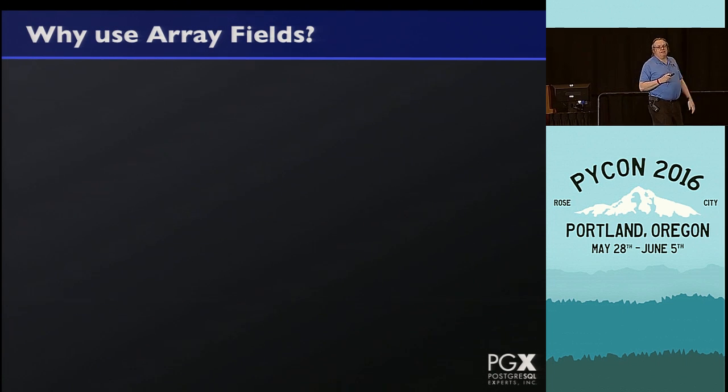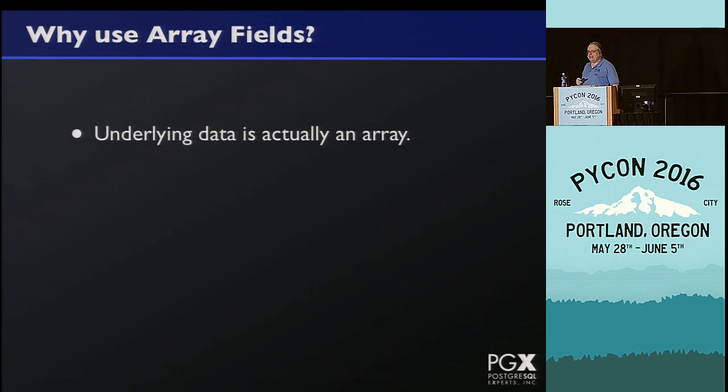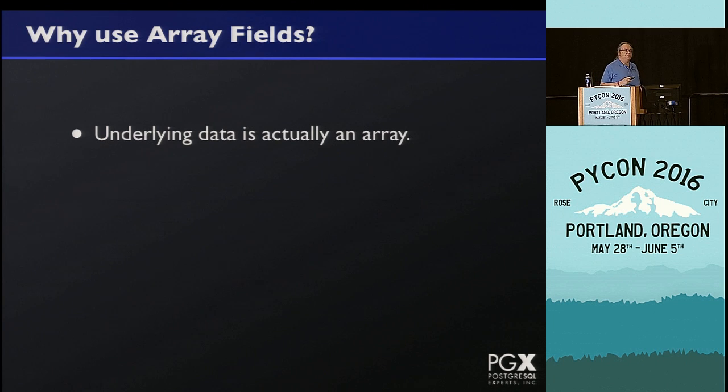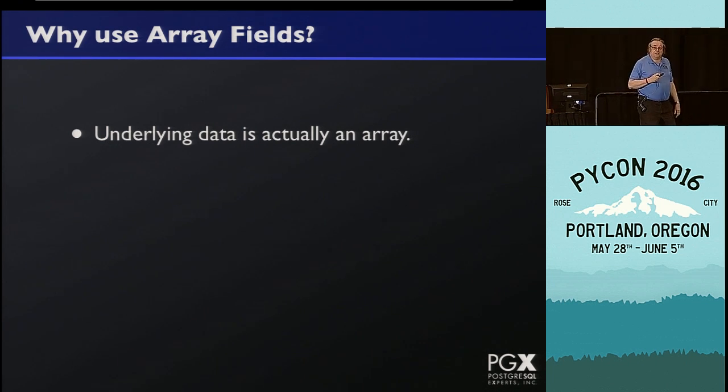OK, so now that we've got array fields, why would you use them? First of all, maybe the underlying data is actually an array. For example, it's a sequence of points, a sequence of samples that's coming in from a sensor or something like that.